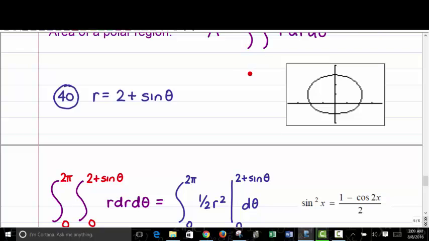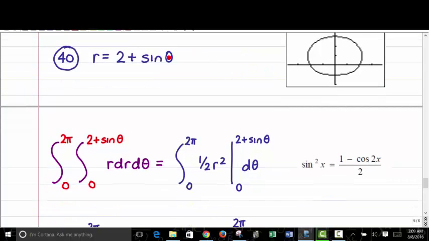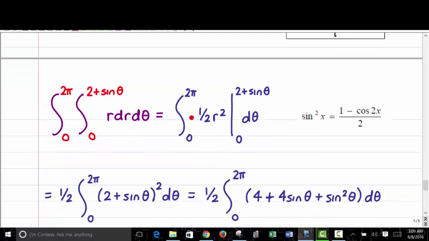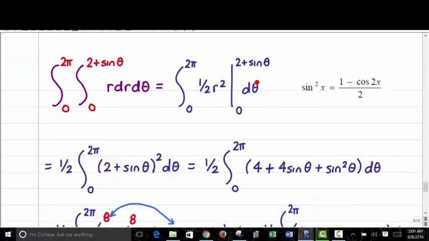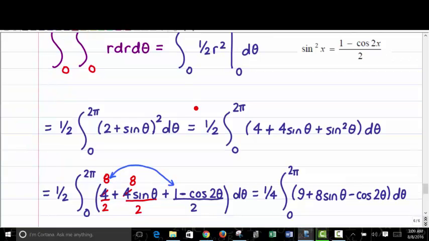It's a function of theta. Actually, it's 2 plus sine theta. And so there's no restrictions. So you'd go from 0 to 2 plus sine of theta, and then you would go from 0 to 2 pi. And then we'd integrate that. So it'd be 1/2 r squared. You put in the 2 plus sine theta squared, and bring out the 1/2. That gives you 4 plus 4 sine theta plus sine squared theta.